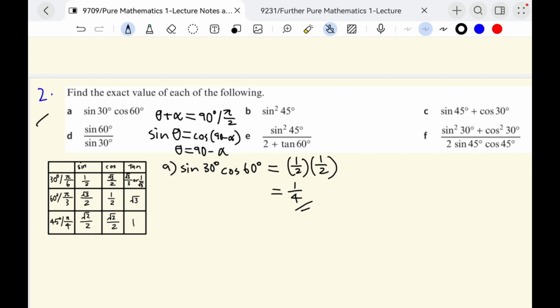0.25. Okay? But I strongly encourage you to write it in fractional form for your understanding, to avoid confusion.